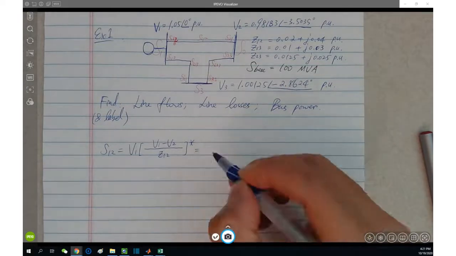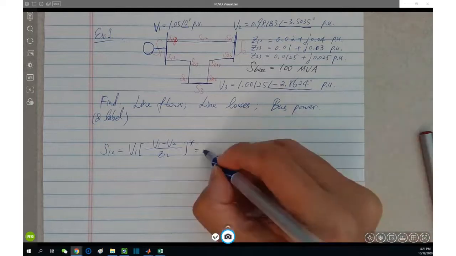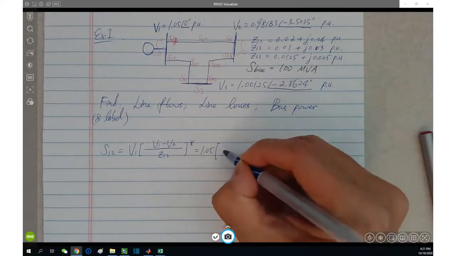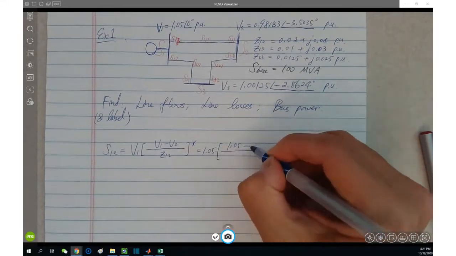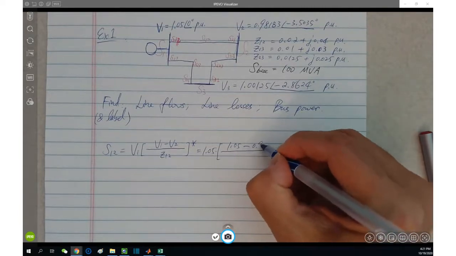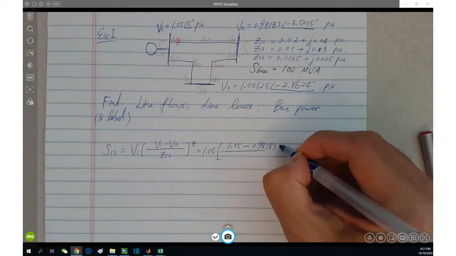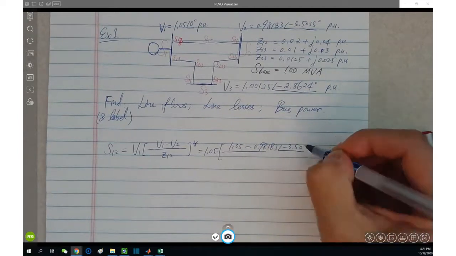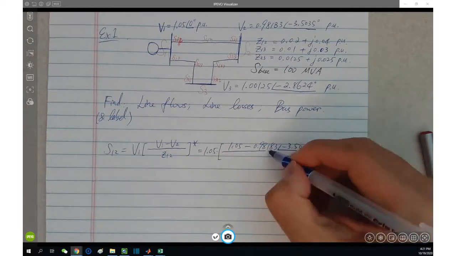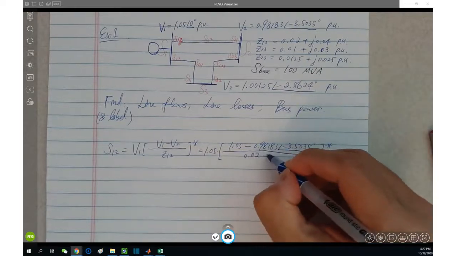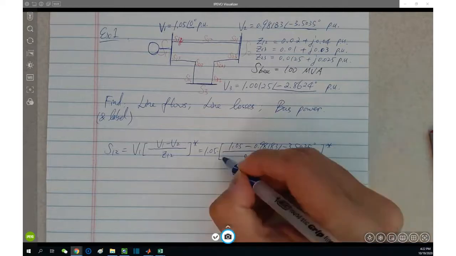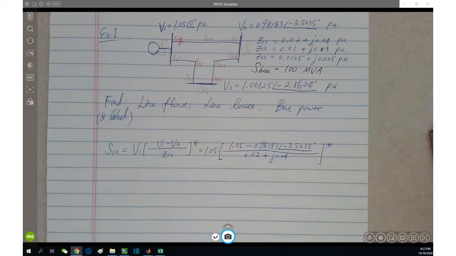And we start to substitute the given numbers. So 1.05 per unit times 1.05 minus 0.9883 angle of negative 3.505 degrees, divided by 0.02 plus j0.04. Nothing difficult.